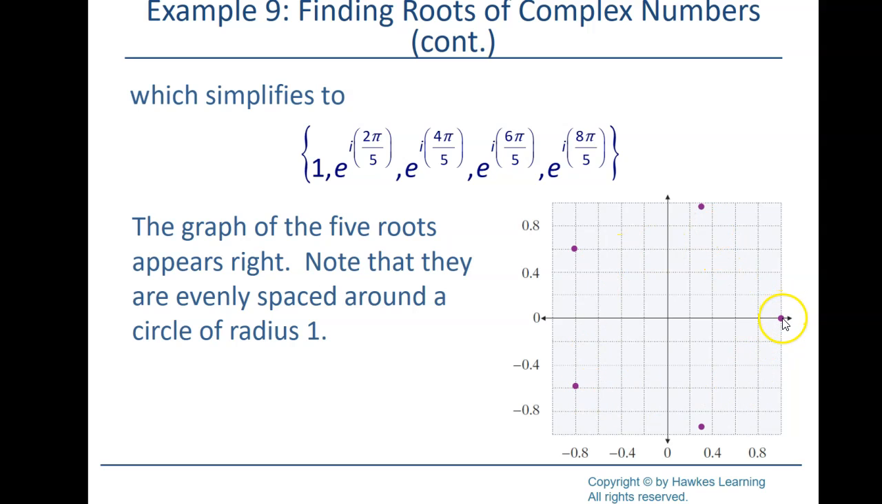So there's the only real fifth root of 1, and then these others, this is the 2 pi over 5, this is the 4 pi over 5, and notice they all have a magnitude of 1. They're all 1 unit away from the origin.